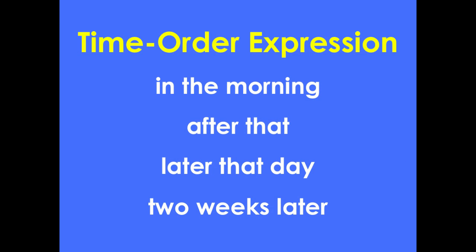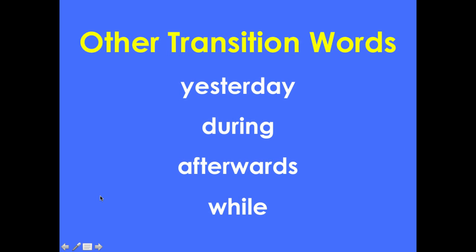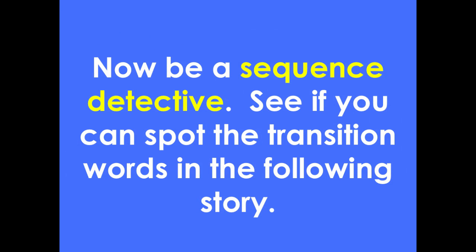Here's some time order expressions or sayings, and these are just other transition words. Maybe something happened in the morning. Maybe it happened right after that, which would be whatever had happened before it. Later that day or 2 weeks later. It could even be Saturday or in the winter or last summer. Those are all expressions that give people an idea of when it happened. So that's why we say time order. Some other transition words: yesterday, during, afterwards, while. There's really tons of them, but these are some common ones you're going to see.